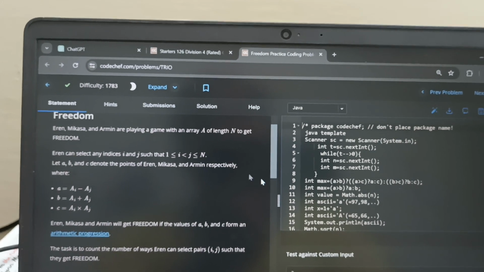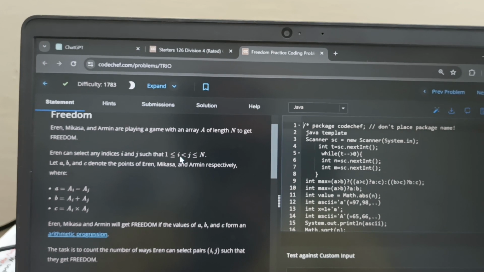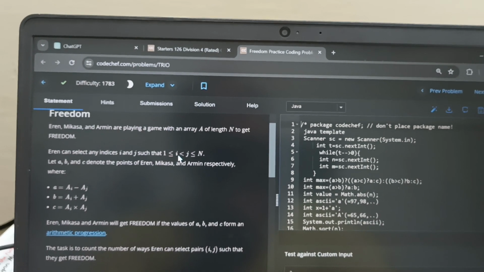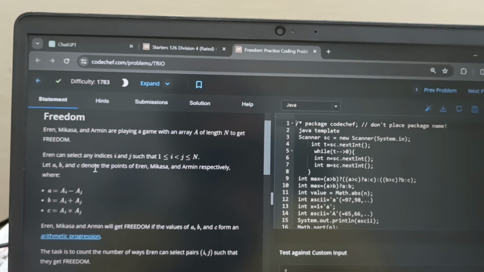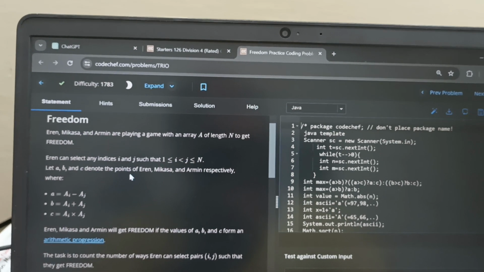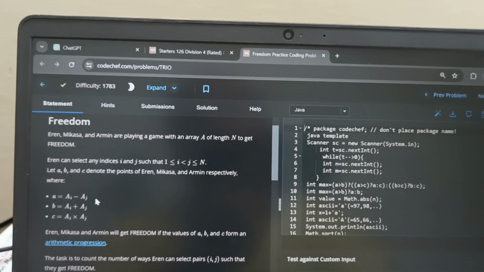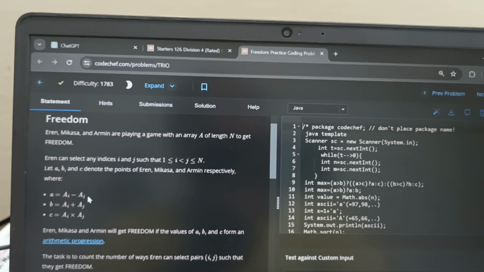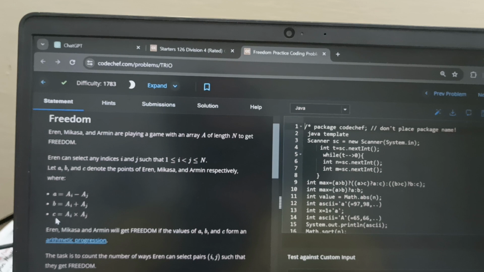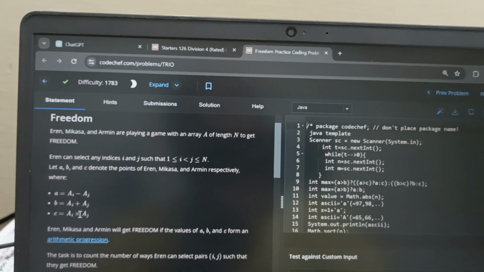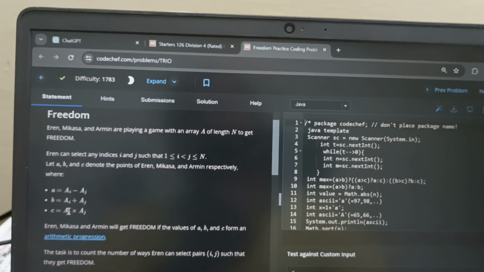Here the freedom is like you can select any indices i and j so that i and j are greater than or equal to 1, i is less than j and i and j are less than or equal to n. Let A, B, C denote the points of Irene, Mikasa and Armin respectively, where A equals A of i minus A of j, B equals A of i plus A of j, C equals A of i into A of j.